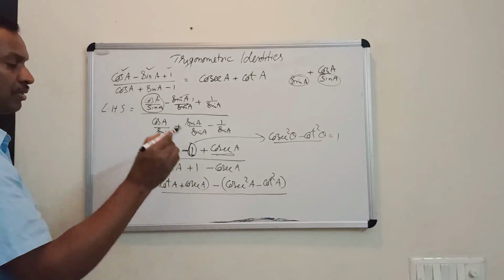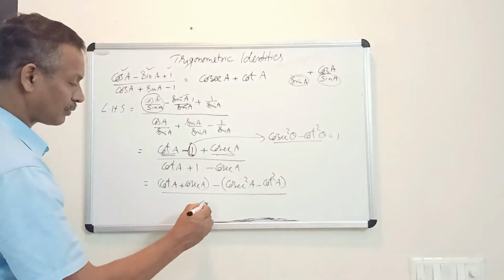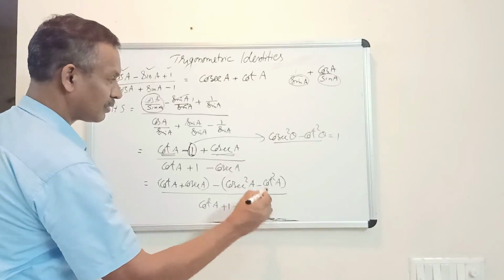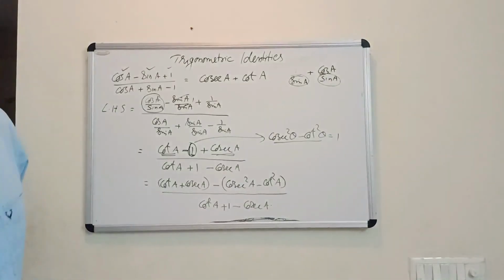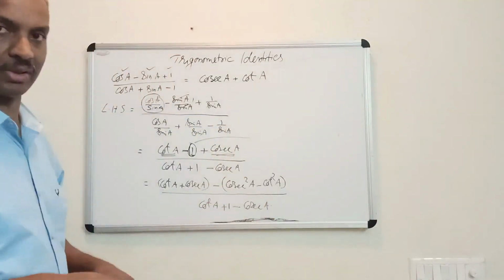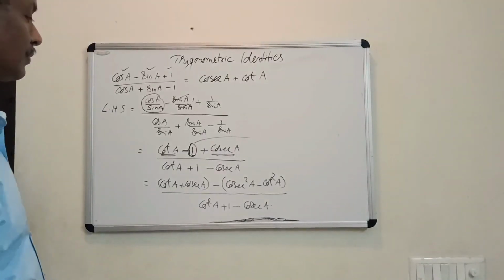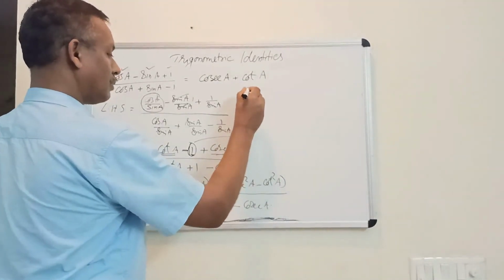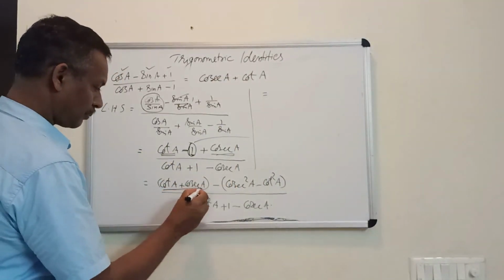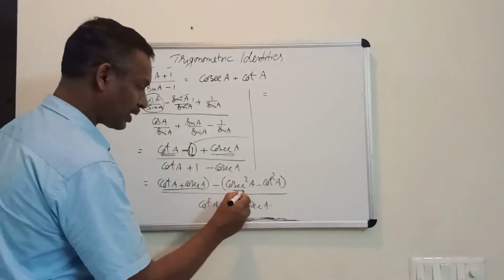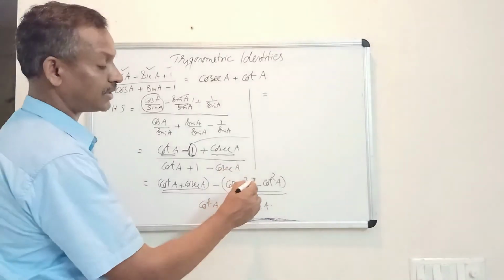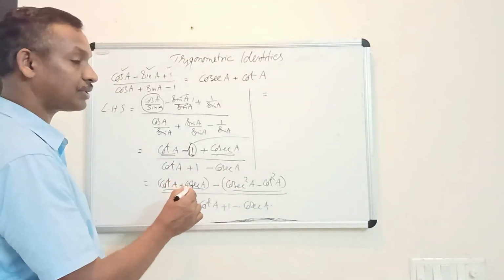In the denominator, we are doing nothing: cot A plus 1 minus cosec A. After reaching this stage, we simplify the numerator. Here, this is cot A plus cosec A. Here, cosec square A minus cot square A. This second portion follows the identity a square minus b square, which is a plus b times a minus b.